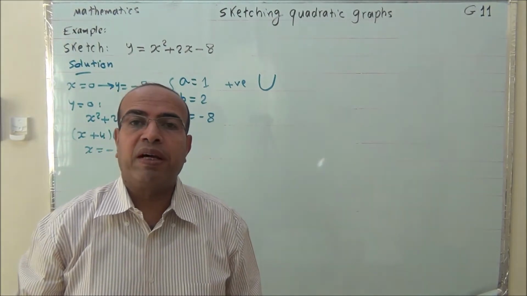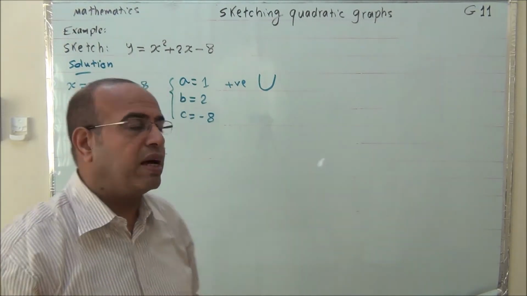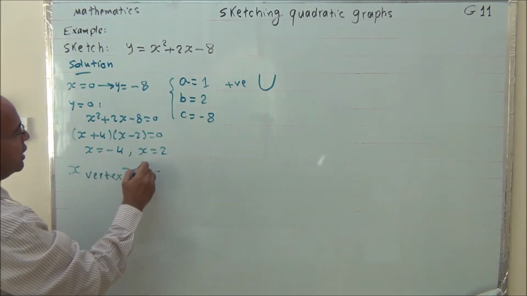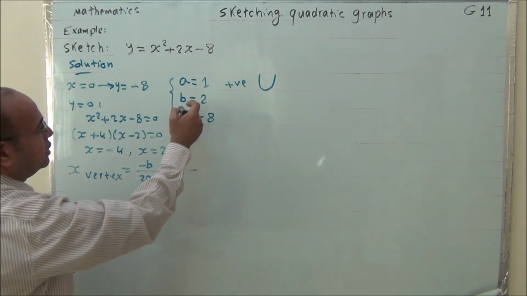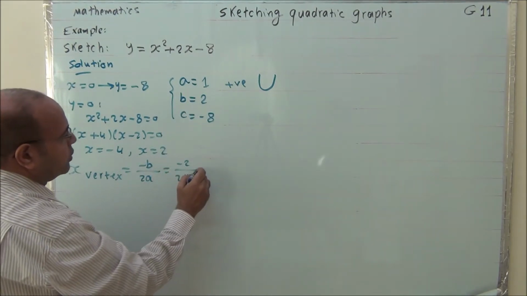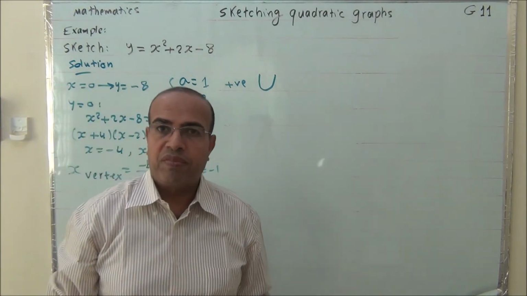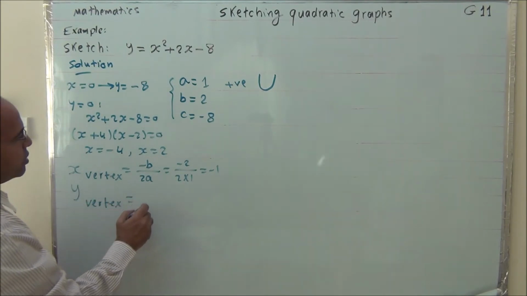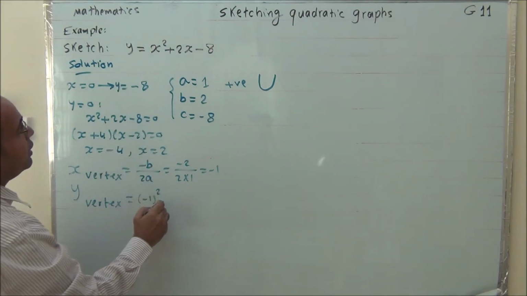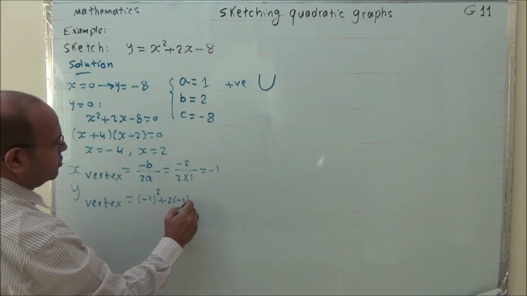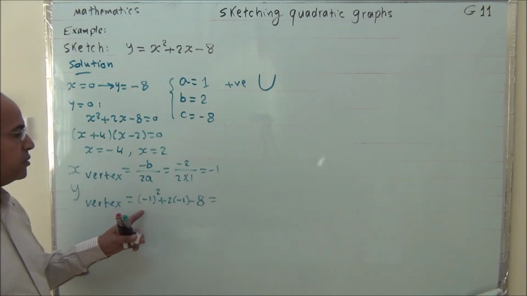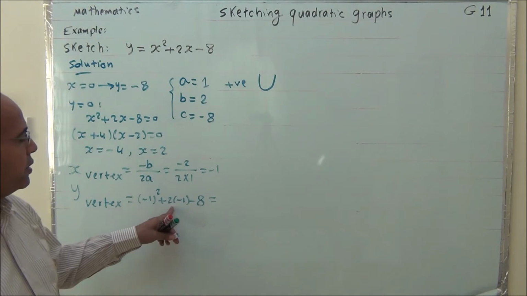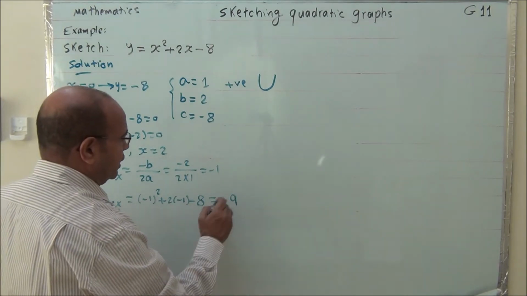Third step, we find the vertex. We find x at the vertex. X at the vertex equals negative b over 2a, negative 2 over 2 times 1, which is negative 1. We find y at the vertex. So y at the vertex equals negative 1 squared plus 2 times negative 1 minus 8. Negative 1 squared is 1. 1 minus 2 equals negative 1. Negative 1 minus 8 is negative 9.